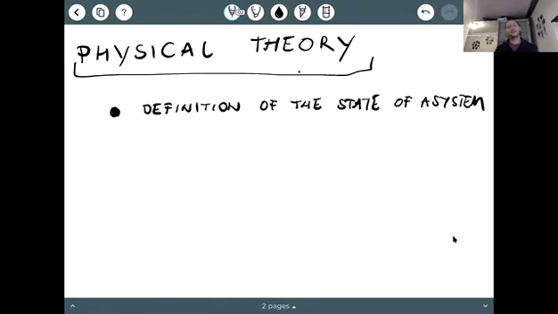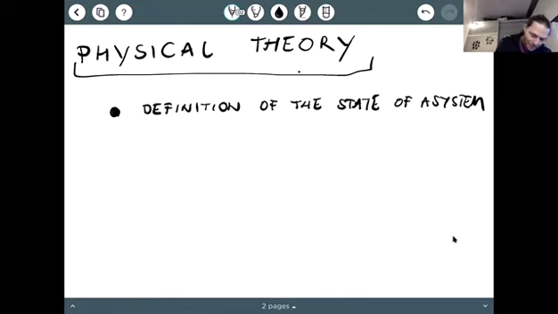So what do I mean by that? Well, a physical theory is about a system, some kind of physical system, some piece of nature I want to study. And the first thing we need to make clear is how we define the state of my system. Clear? If I don't have a proper definition of the state of my system, I cannot study the system, right? Because I don't know what it is.